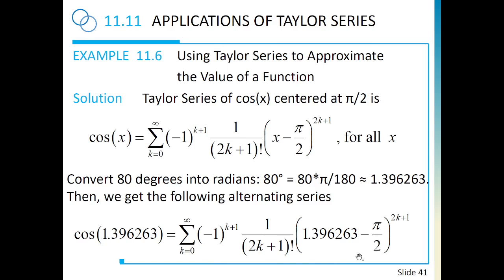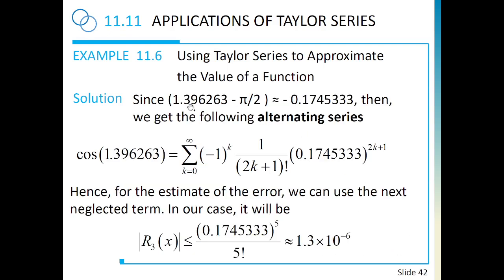So the series from which I'm going to take the polynomial degree 3 looks like this. Here I will have a number, because pi over 2, I will compute it and subtract these two numbers. The result of the subtraction is here, negative 0.1745. So our cosine at 80 degrees or 1.396 radians is equal to this series.